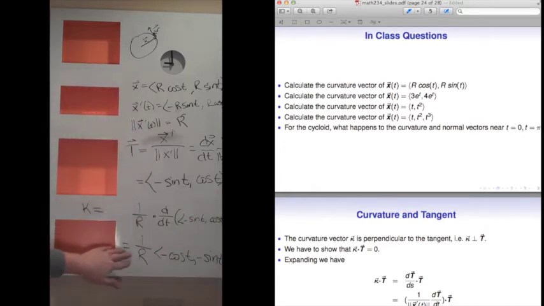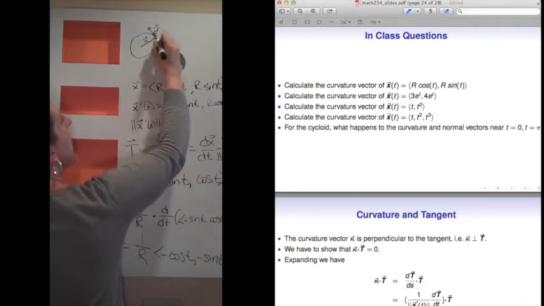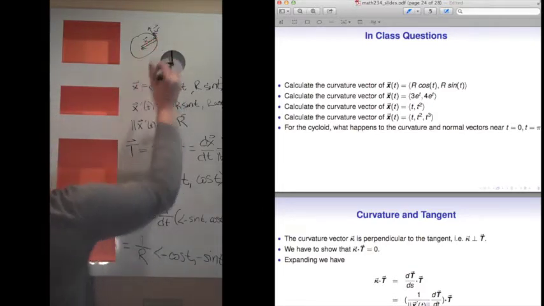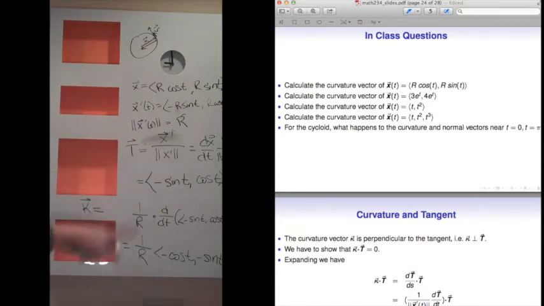In other words, my curvature vector is scaled by 1 over r, and it points back in this direction toward the center of the circle. Okay, and it has length r.